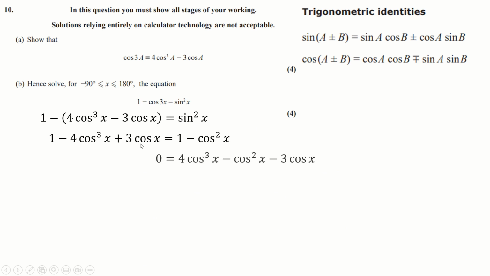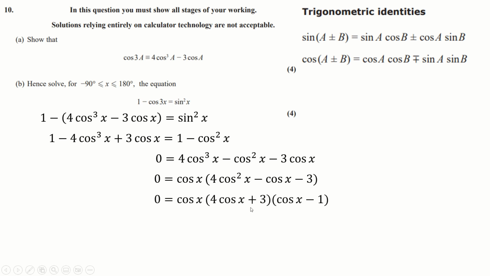So we get this. We rearrange, we can factorize out cos. We can notice this factorizes. Just imagine this in your head as 4x squared minus x minus 3. And I think you'll realize that it factorizes to this without too many problems, because you get a minus 4 cos here and a plus 3 makes this, and then yeah, that works out fine. And so our solutions are cos of x equals 0, 4 cos x plus 3 equals 0, or cos of x minus 1 equals 0.